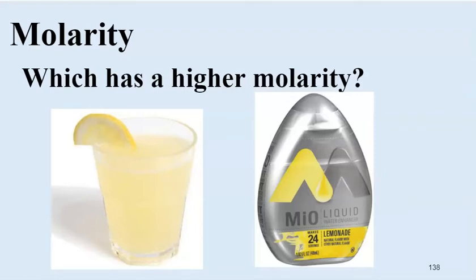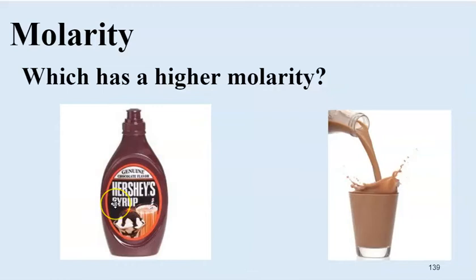If I was looking at these two, the glass of the water with the Mio in it versus just the Mio water enhancer, the Mio water enhancer, this picture on the right, is much more concentrated. So usually you take this here and just put in a few drops into the water. So it is very, very concentrated. And this bottle of chocolate syrup is much more concentrated than the diluted chocolate milk. So the chocolate syrup has a higher molarity.